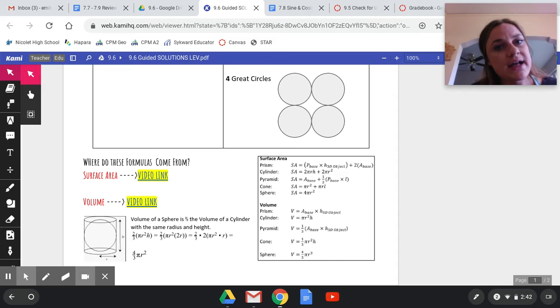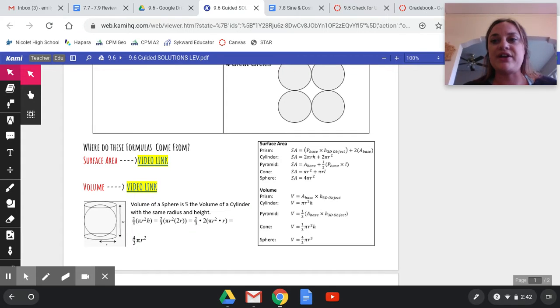If you're curious about where the formulas come from, you can watch either of these videos. They're linked in the guided assignment that's linked on this assignment page. So feel free to watch those.